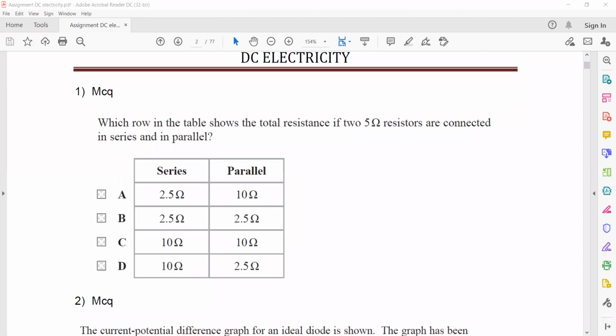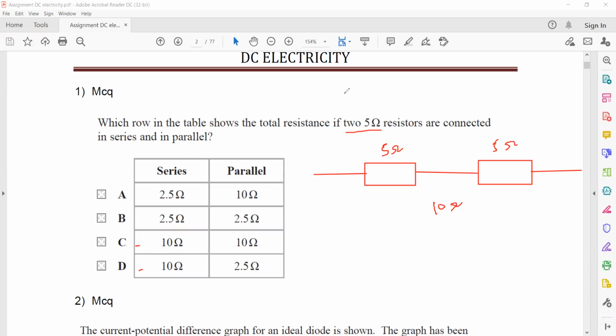In the first question, which row in the table shows the total resistance if two 5 ohm resistors are connected in series and in parallel? So if we have two 5 ohm resistors connected in series, the combined resistance in series is the sum of individual resistance. So this is 5 ohms and the other one is also 5, so the sum will be 10. So in series it will be 10, so either C or D will be the answer.